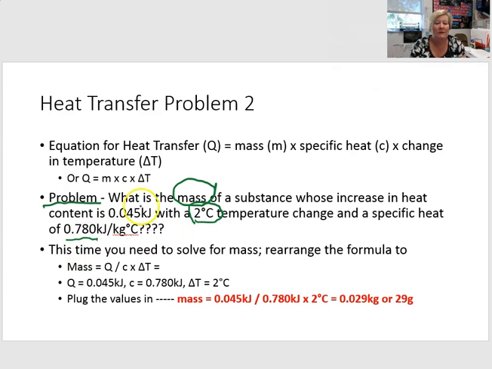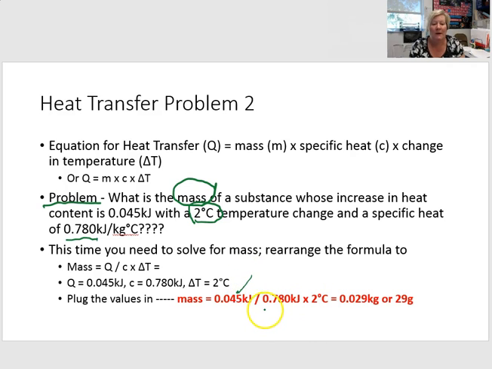So in this case, we're still using this heat transfer equation up here, but we're going to solve for mass. So rearrange it, and solving for mass, we would have to divide by specific heat and the temperature change. So you get the heat content divided by specific heat times the delta T. Let's plug in our numbers. All right, they give us the heat content of 0.045 kilojoules, so we're going to put that right there.